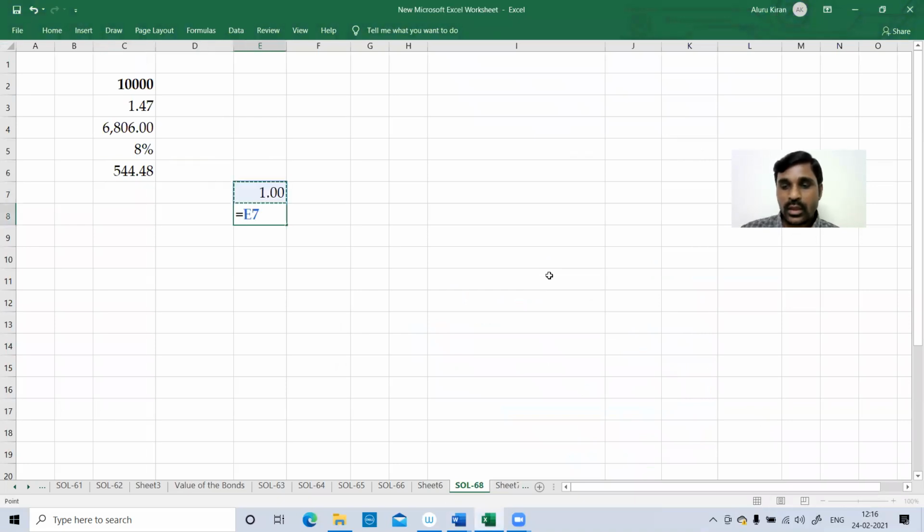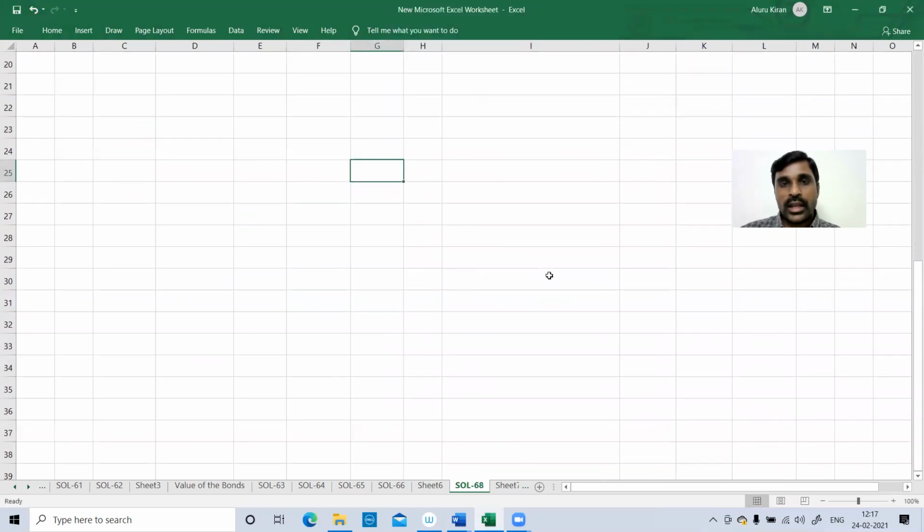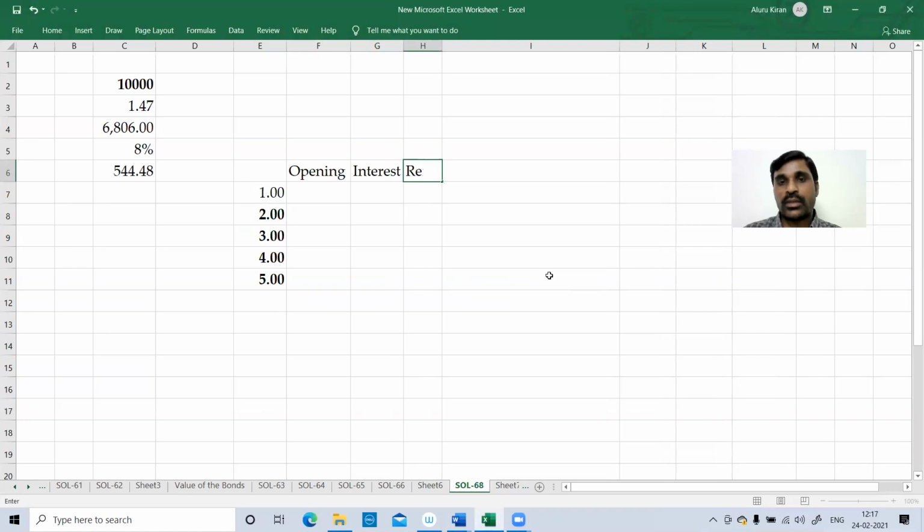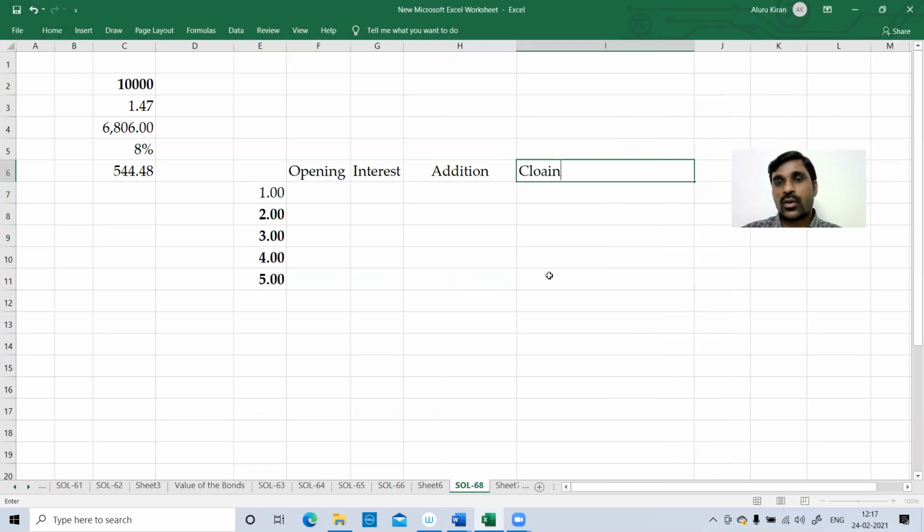First year, second year, third year, fourth year, fifth year. First year opening. So this is a reinvestment account. Interest amount. Next, additional investment, reinvestment, current year investment, new investment. Okay, this will take it as an addition, and closing.